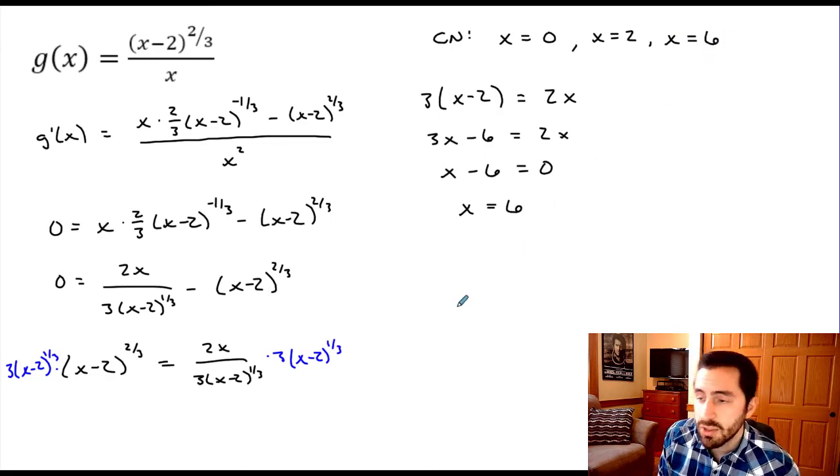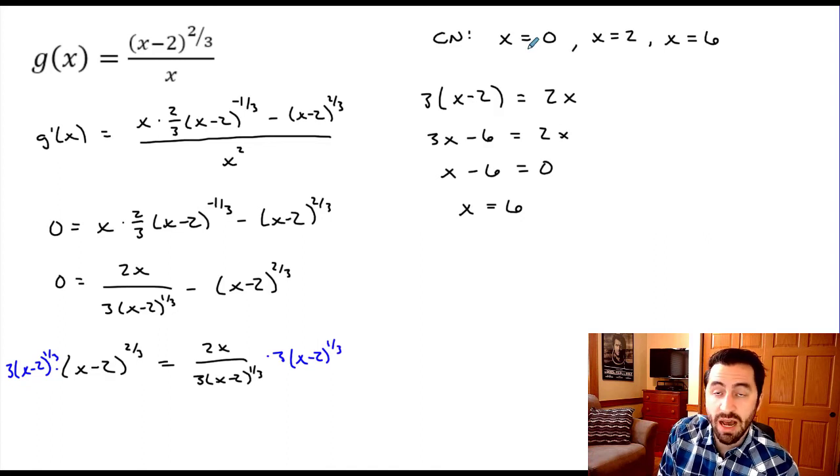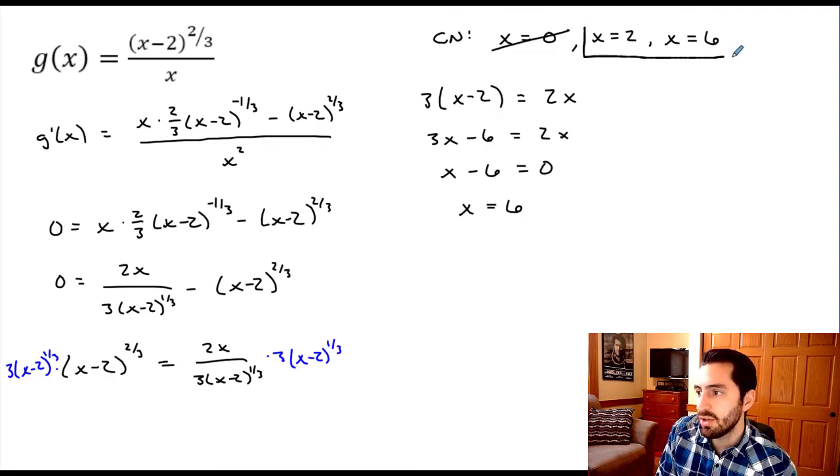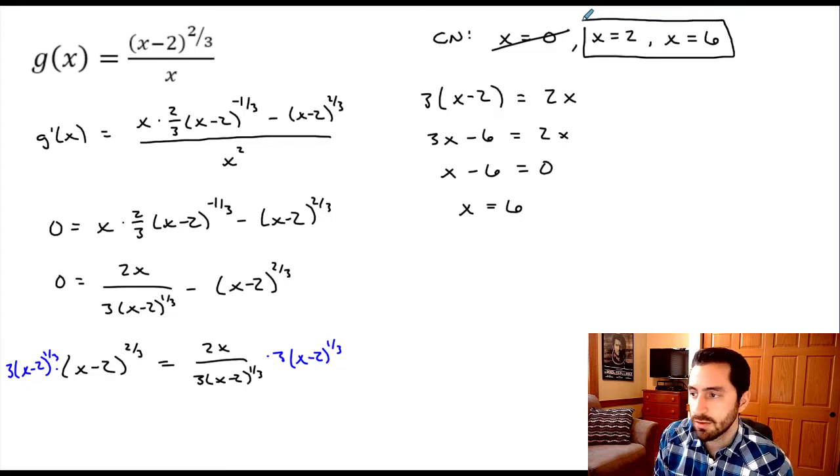And as I mentioned in the first example, we do want to double check that these are in our domain. This first one, x is equal to 0, is actually not in our domain. It's excluded because in our original function, if we plug in 0, we would end up with something undefined. So this one is not a critical number. But 2 and 6 are both in the domain of this function. So that means our two critical numbers are x is equal to 2 and x is equal to 6.